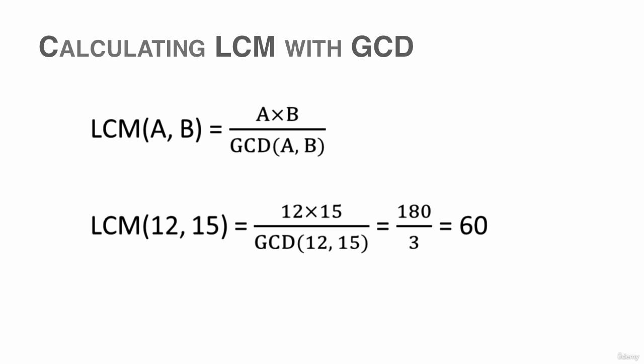Calculate the GCD using Euclid's algorithm, which is described in another lesson. Then divide that into the product of the two numbers. Euclid's algorithm has an order and runtime, so the LCM algorithm does also. I want to say one more thing about this algorithm.